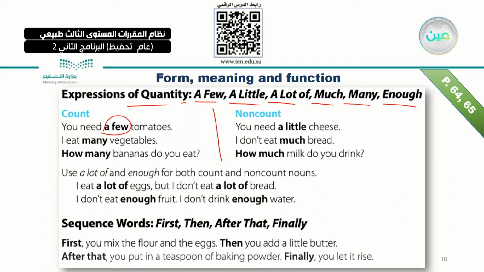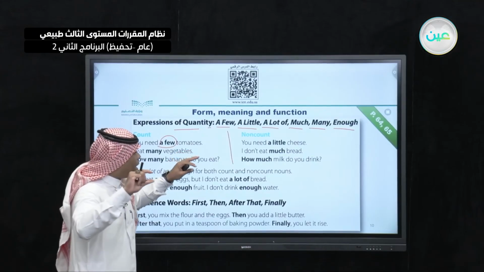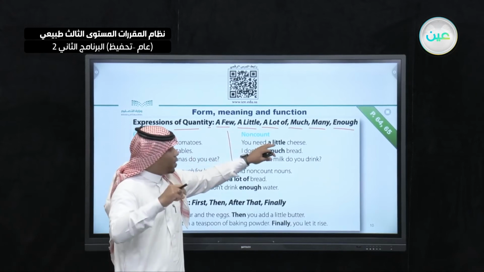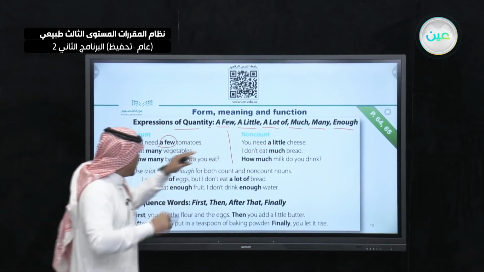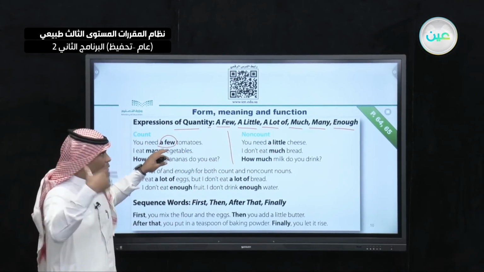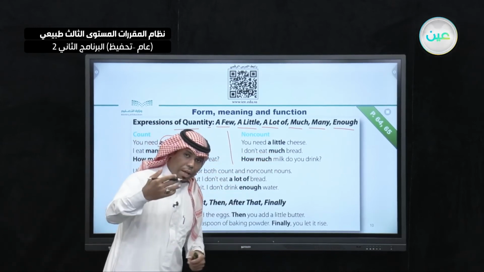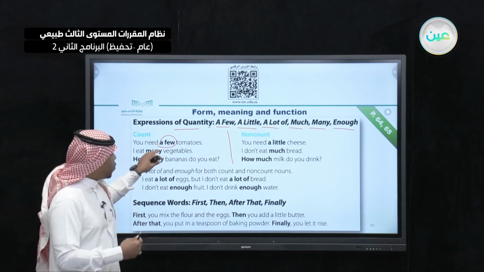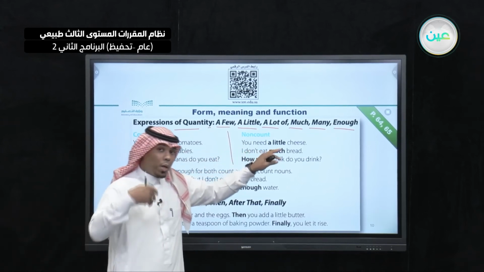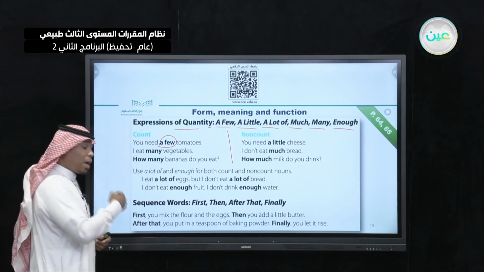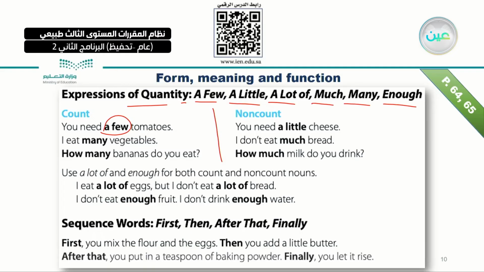As you can see, we use a few here. It means the amount of the thing is small. What about here? A little. Also here, many vegetables, and here, I don't eat much. So I use many with countable and much with non-countable. Okay, good. What about a lot of and enough?